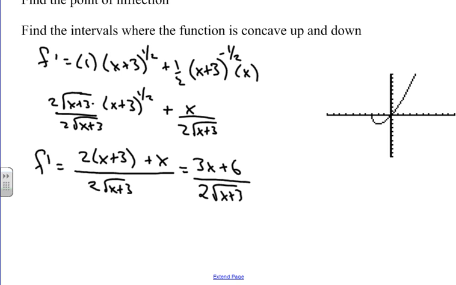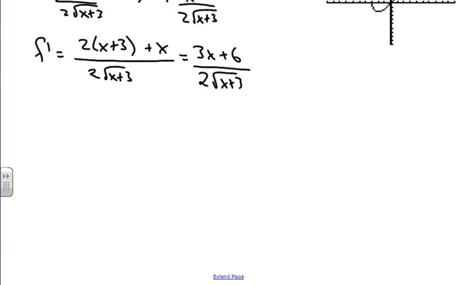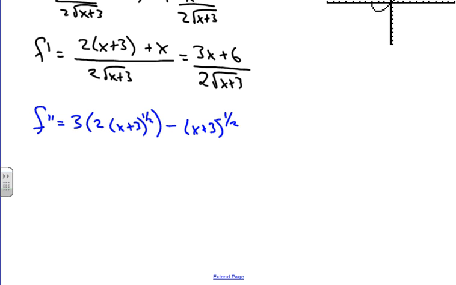I'm going to unhide my little thing, because I need a little bit more room. So we have f double prime now. We're going to use the quotient rule, so the derivative of the top, which is 3, times the bottom, which is 2 times the quantity (x plus 3) to the 1/2, minus the derivative of the bottom, which is (x plus 3) to the negative 1/2, times the top, which is 3x plus 6, all over the bottom squared, which would be 4 times (x plus 3).